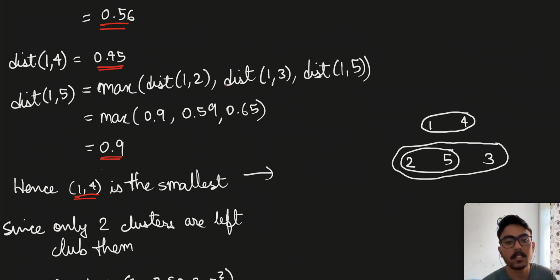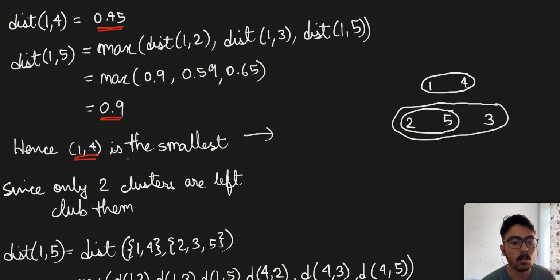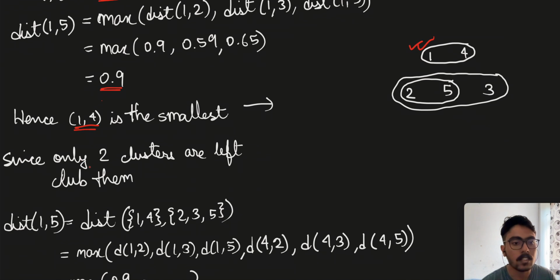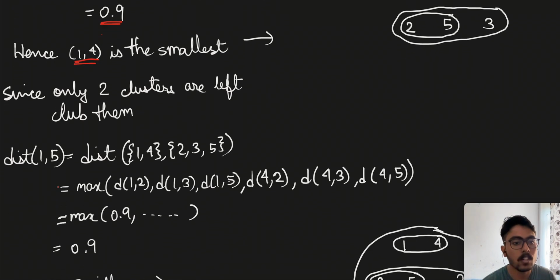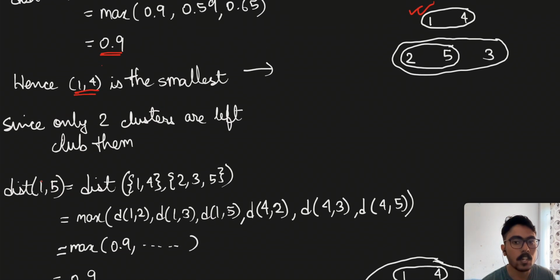So we have 1 comma 4 as the smallest. Now we cluster these two together, 1 and 4, because it is the smallest. Once that is done, we proceed with the last step, that is, only two clusters are remaining, so we will club them. We can do anything like 1 comma 5 or 4 comma 2, anything, but the same distance will occur as I told you previously.